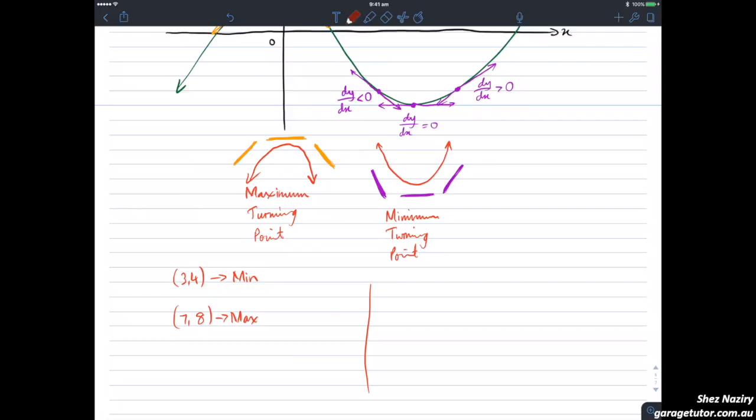if I do an XY plane, (3, 4) is here, and (7, 8) is here. If I know this is a minimum, I know it's doing that. If I know that's a maximum, I know it's doing that. Do I know what the graph looks like? 100%. I just connect it like a dot to dot. That goes up, that goes down. Make sense? That's the power of calculus. It allows you to fully sketch a graph just based on a few pieces of information.